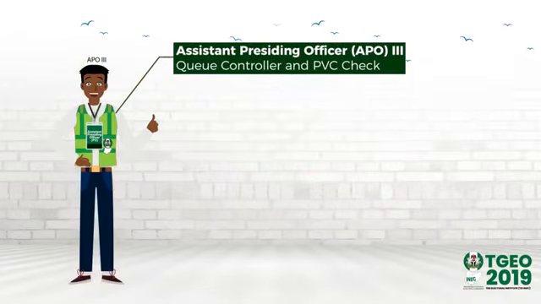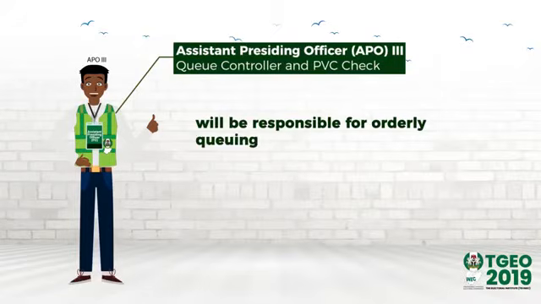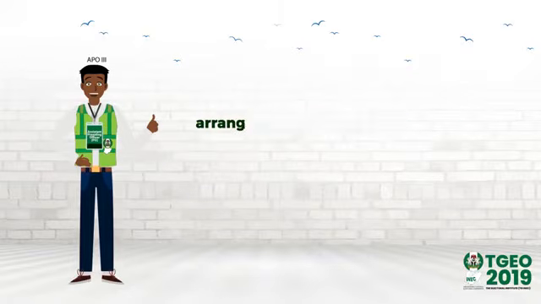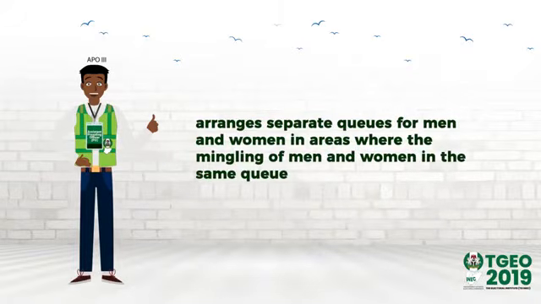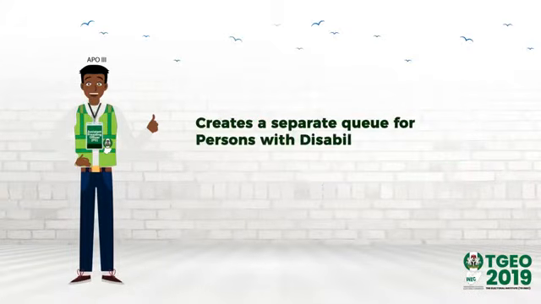Assistant Presiding Officer APO3 will be responsible for orderly queuing of voters. Arrangement of separate queues for men and women in areas where the mingling of men and women in the same queue is not allowed. Create a separate queue for people with disability (PWD).